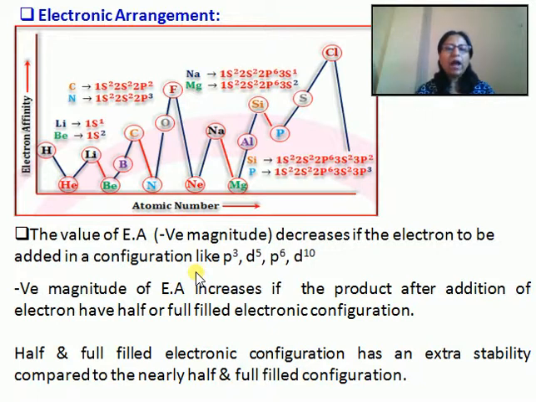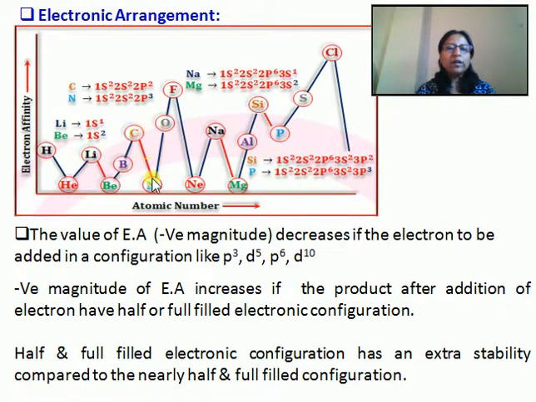And if we have an atom where adding one electron gives a product with a half-filled or full-filled configuration, then the system will be stabilized by the gaining of the electron, and in that case the electron affinity value will be more. You see in this plot where electron affinity is plotted against atomic number, the electronic configuration of lithium is 1s1, that of beryllium is 1s2. If we add one electron to lithium 1s1, it will attain the configuration 1s2 like beryllium, a full-filled subshell. So the electron affinity value of lithium will be more, but that of beryllium will be very less, because beryllium will not be stable if it gains one electron, and lithium will get a stable configuration.